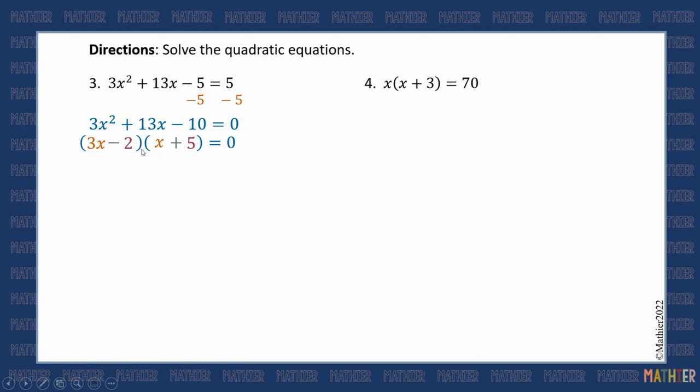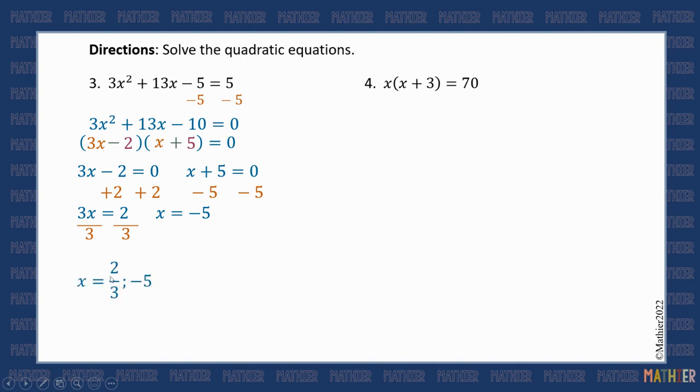Now that I have factored it, I will set each factor equal to 0. And then I will solve. So in this first equation, to solve for x, I would add 2 to both sides. And then I get 3x equals 2. And then I would divide both sides by 3. 2 divided by 3, it doesn't divide evenly. I'm going to leave my answer as a fraction of 2/3. For the other equation, I would subtract 5 from both sides, and we get x equals negative 5.